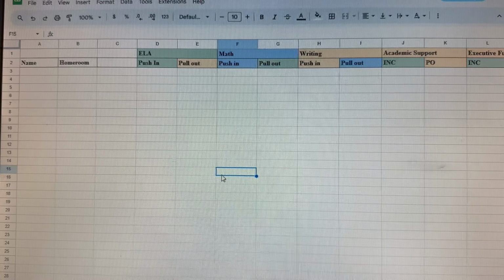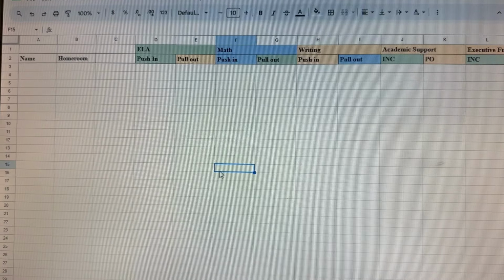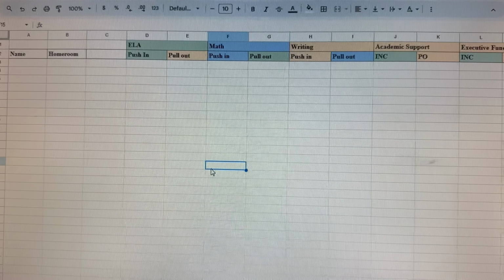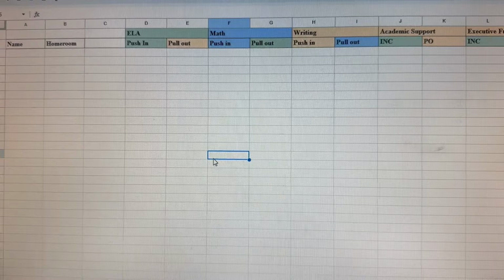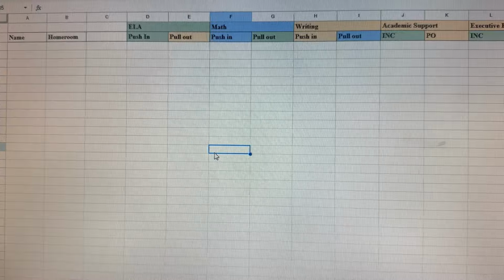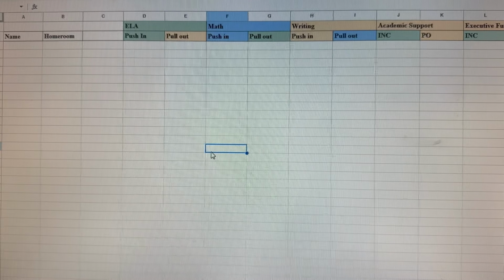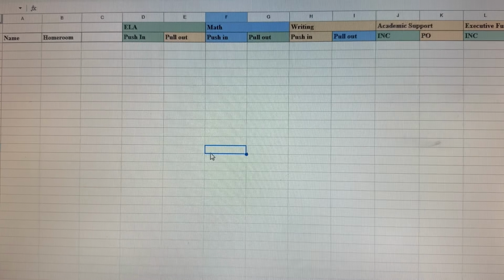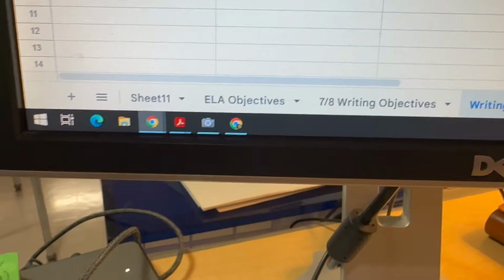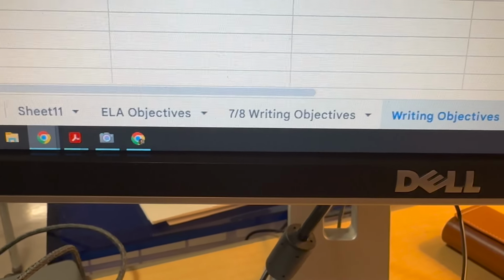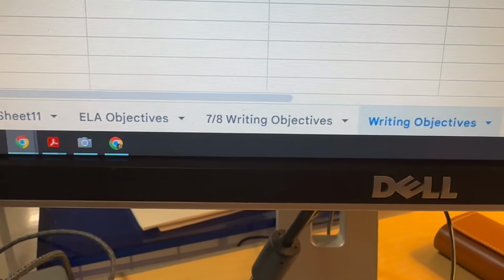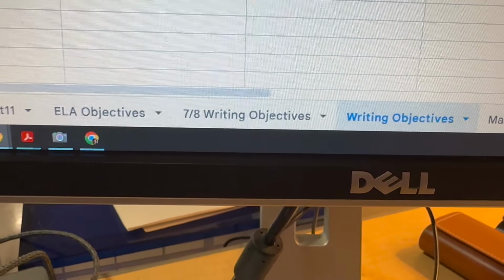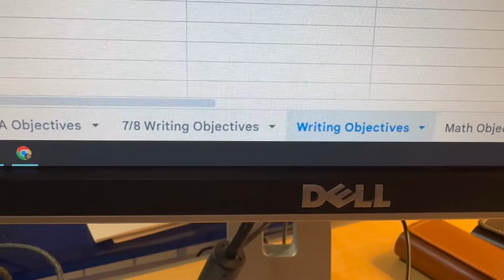My coworker gave this to me, and basically it lays out the kid, the homeroom, and whether they get push in or pull out support. I added in their names, their homeroom, and then underneath the push in or pull out, I would add the exact minutes that they needed per week. Then I went down below and I added the objectives. So I made a tab for all the ELA objectives for each of my students, all in one place, their writing objectives, their math objectives.